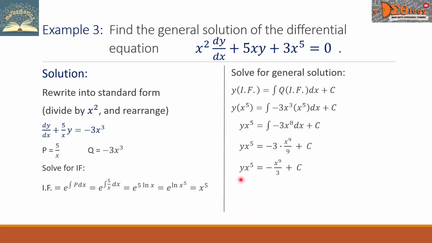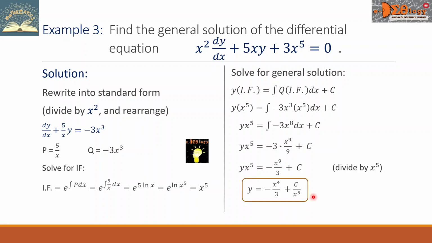Now, if we want to make this y alone on one side, we can divide this equation by x raised to 5. So the new equation will be y equals the negative of x raised to 4 all over 3 plus the C all over x raised to 5. This is now the final answer.